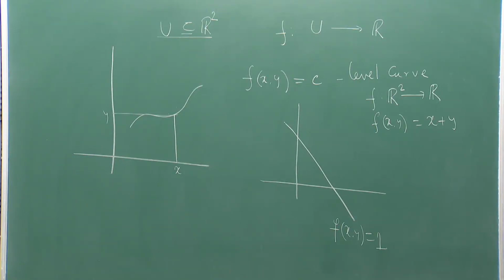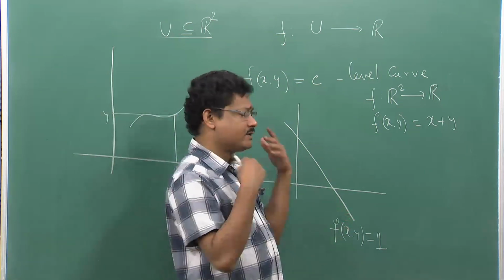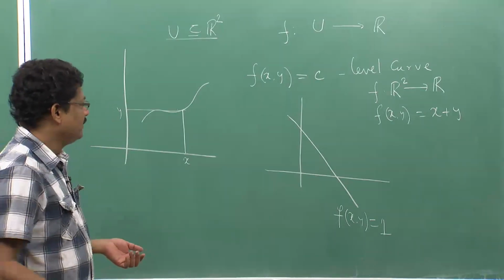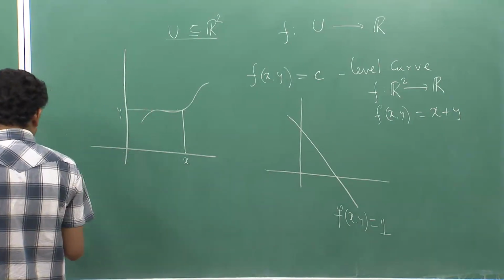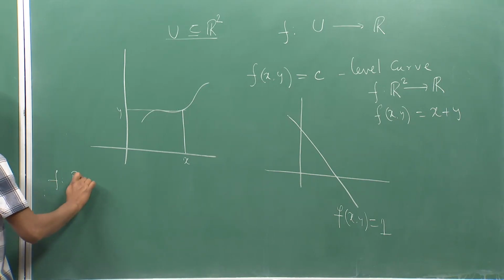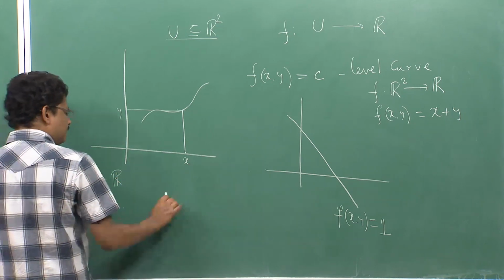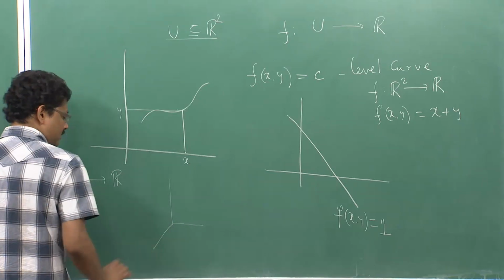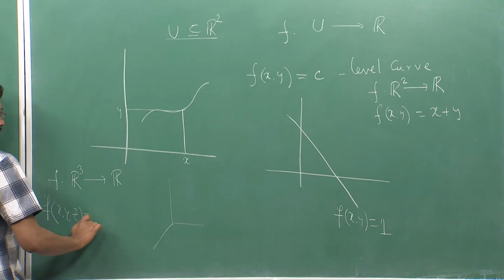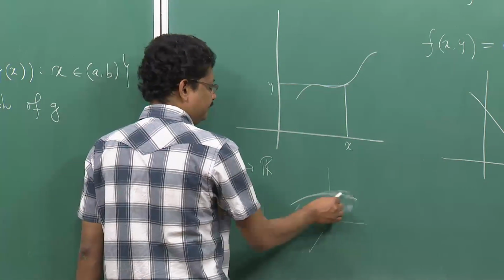And the question is, given a level curve in R^2, we can ask this same question in R^3 when I am given a level surface. So, in R^3 it will be a surface. If I look at f from R^3 to R, then f(x, y, z) equal to a constant will be some surface in R^3.